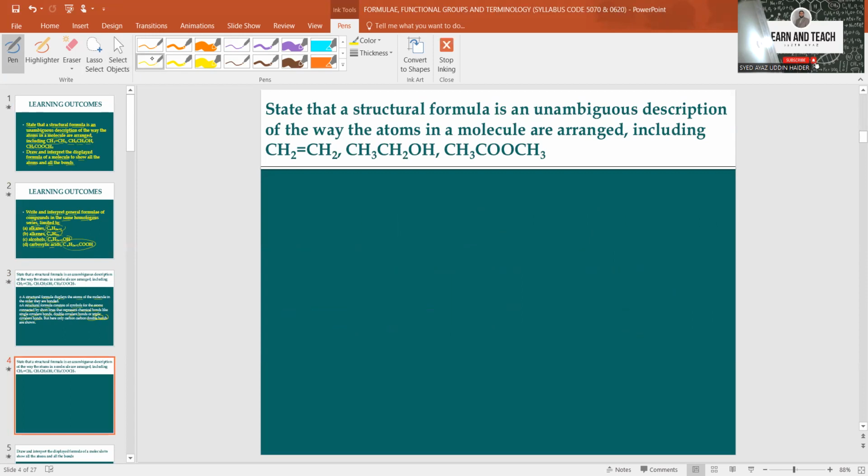If you look at the learning outcome, you can see the example. You have CH2=CH2. This is the structure formula of the compound ethene. Now second one, CH3CH2OH. This is the structure formula of alcohol ethanol. In both of these, you see that only double bond is shown. In ethanol, there's no double bond. That's why I'm just straight away drawing the structure formula.